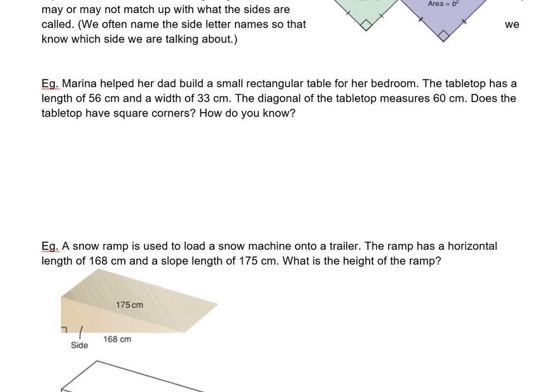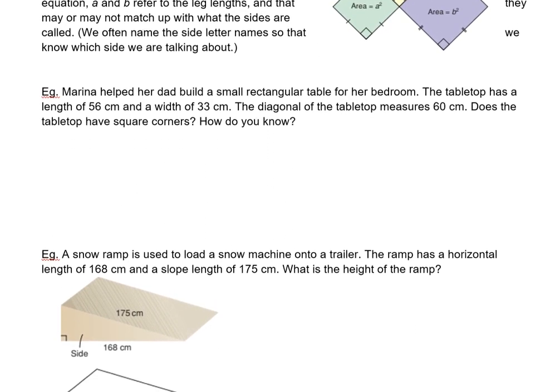Okay, so let's look at some examples. So for example, we got Marina. She helped her dad build a small rectangular table for her bedroom. The tabletop has a length of 56 centimeters and a width of 33 centimeters. The diagonal of the tabletop measures 60 centimeters. Does the tabletop have square corners? How do you know? Okay, so this is a method that could be used in construction to see if your corners are square, actually 90 degrees.